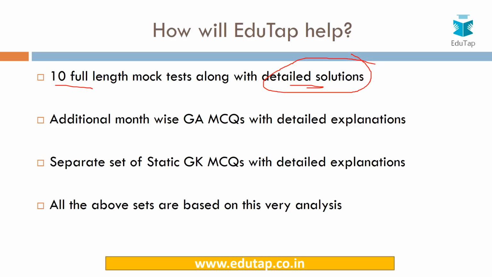Then we are going to give you additional month-wise general awareness MCQs with detailed explanations. So monthly we would be providing you with nearly 300 to 500 questions. Next, we are going to give you a separate set of static GK MCQs with detailed explanations. The questions might range from 500 to 1000 per month. So all the above sets are based on this analysis which we had projected, so that we can frame questions based on the real RBI Grade B examination pattern.